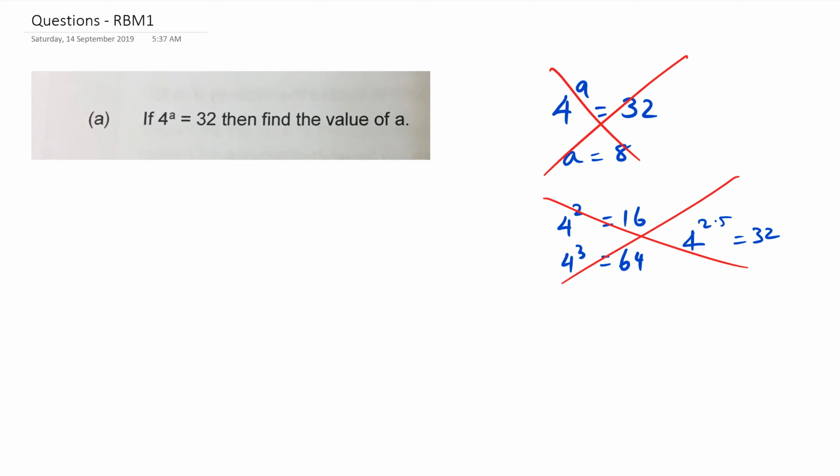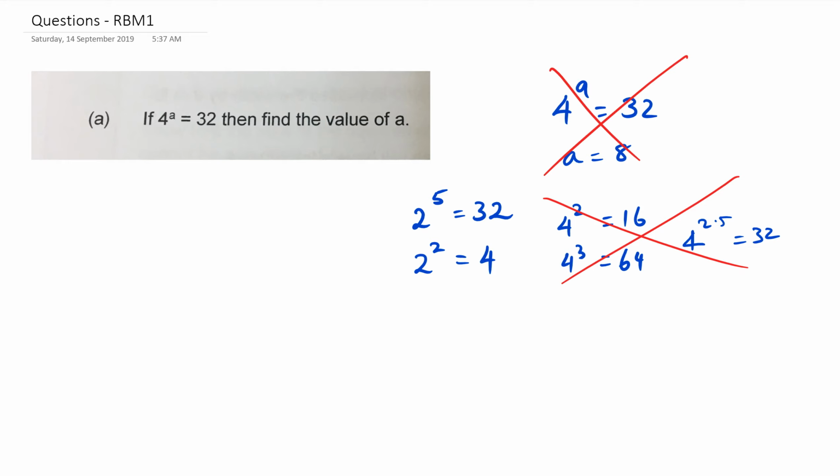So how do we actually go about doing this question? The first thing to realize is that the only base you can write 32 as without a calculator is 2, because if you remember, 2 to the power of 5 is equal to 32. That's the first clue. And the second clue is that 2 squared can be written as 4.